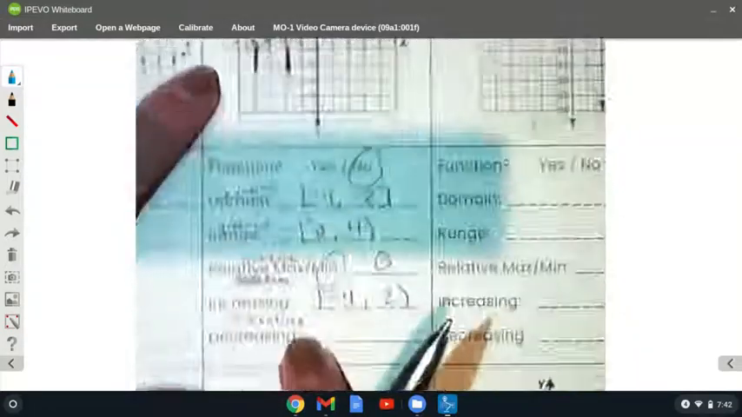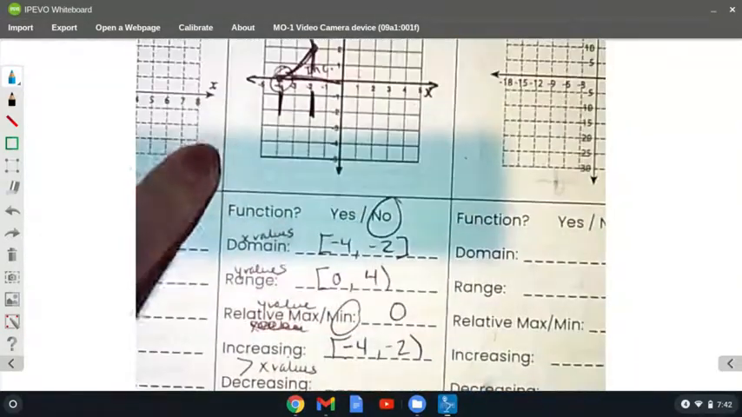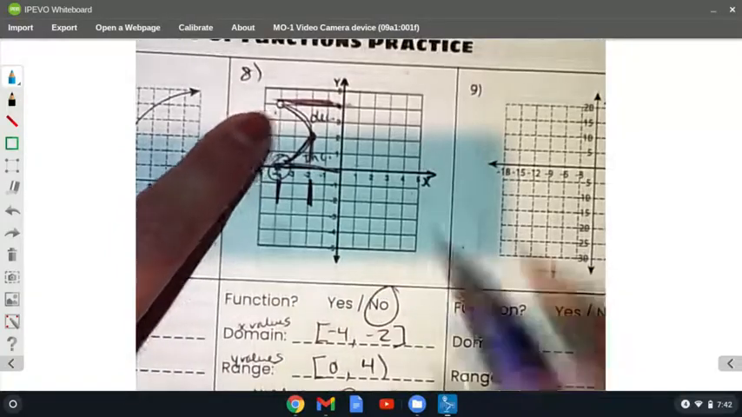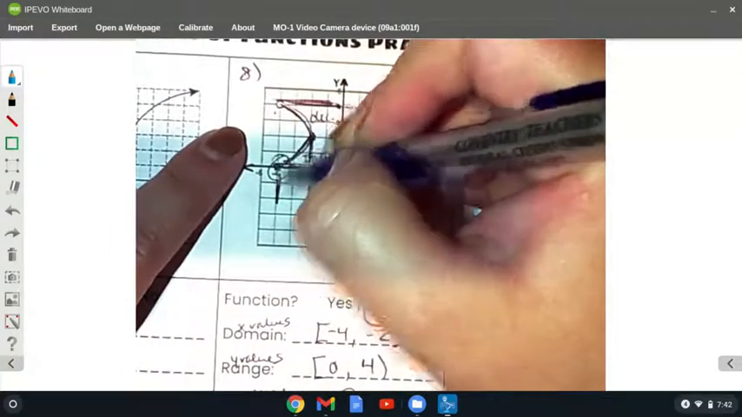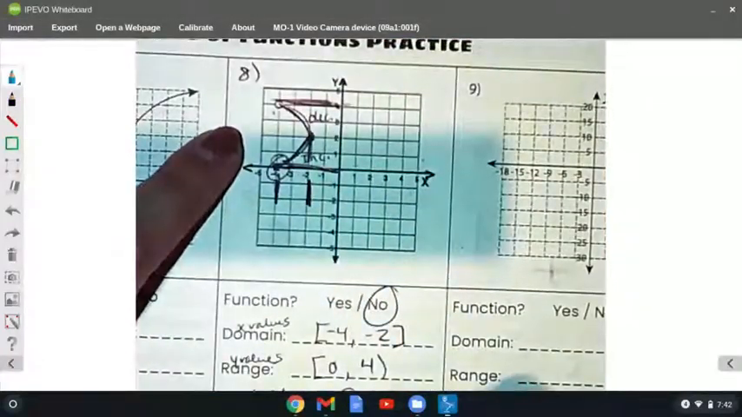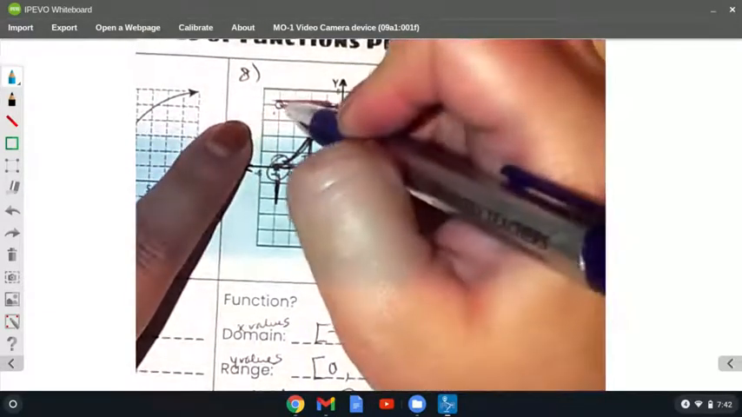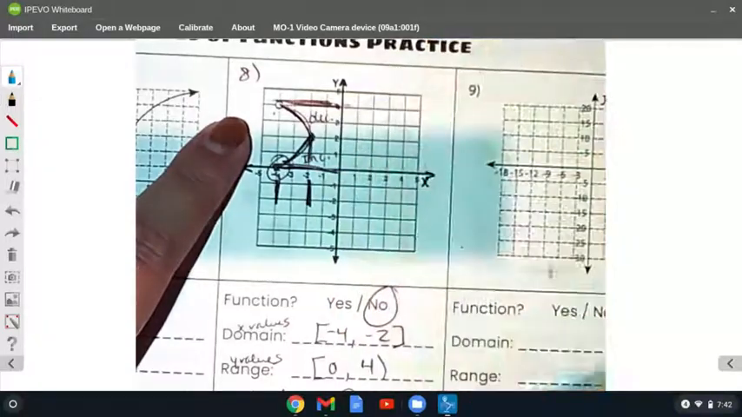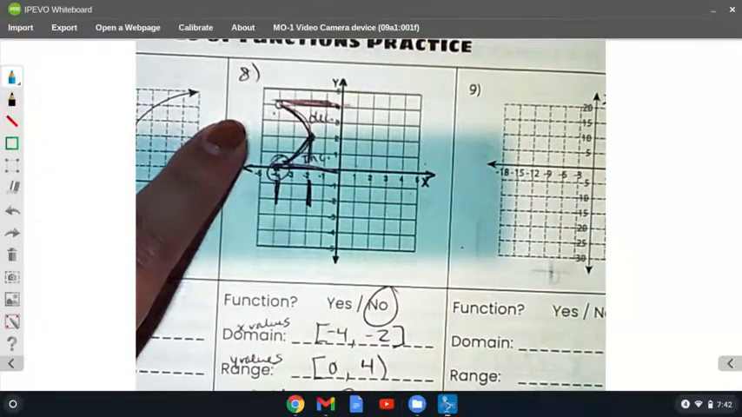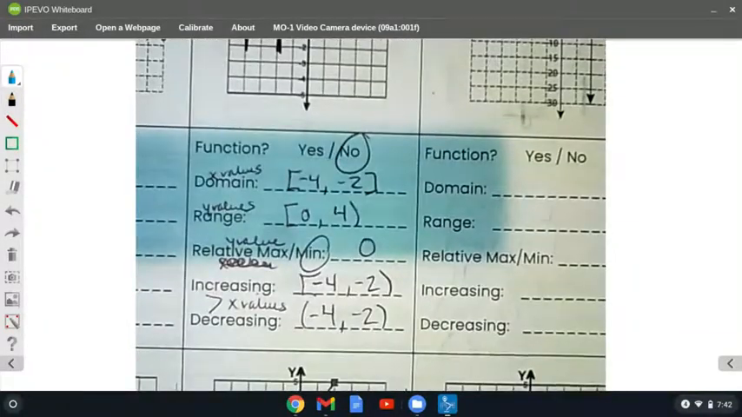Then for decreasing, we also start at -4. This is when it starts to decrease. It's at the x value of -4. But it's going to be a parenthesis because that is an open circle. And then we get down here at that -2 again, and that's a turning point still, so we'll have a parenthesis. So that one's a little tricky, so I wanted to give you one that was a little different.